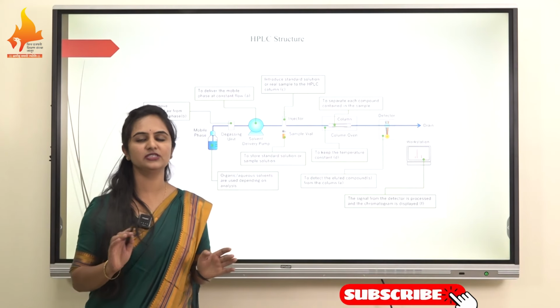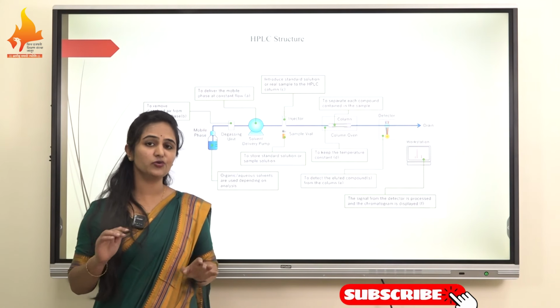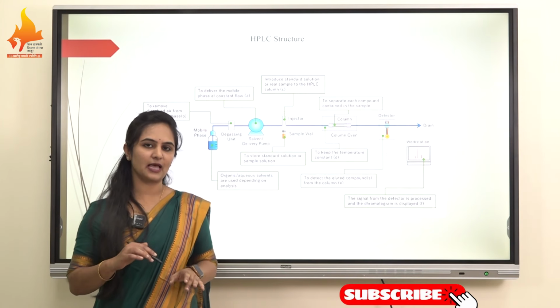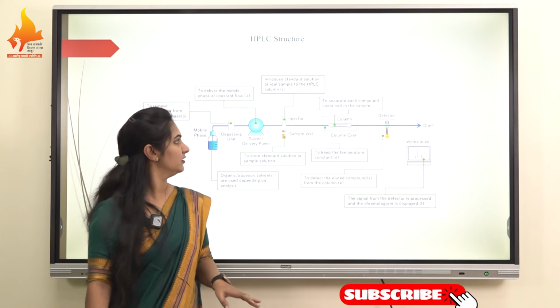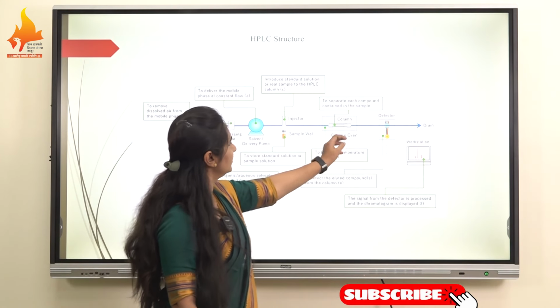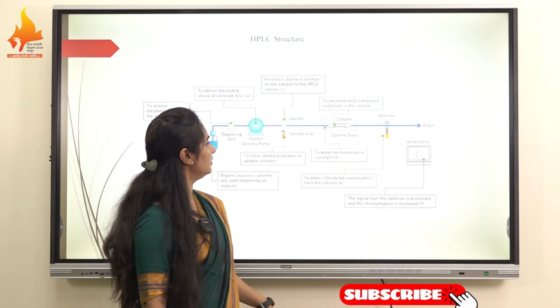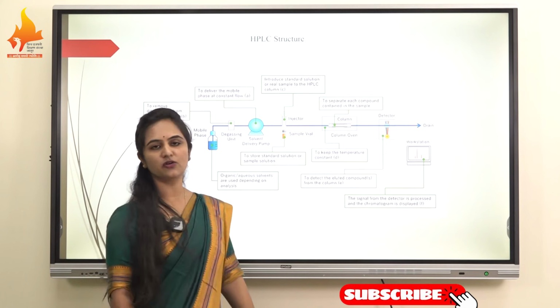What is the basic definition of chromatography? Chromatography is an analytical technique used to separate a given mixture sample into its components. This is the work of the column, and the detector is attached to the column and is used to detect the compounds coming from the column.